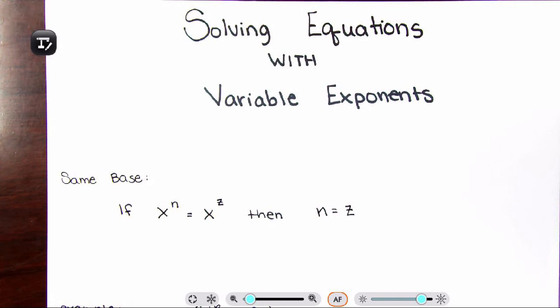Now, what does that mean? That means that you will have a variable, a letter, in the exponent spot. And what you're trying to do is solve for that exponent.